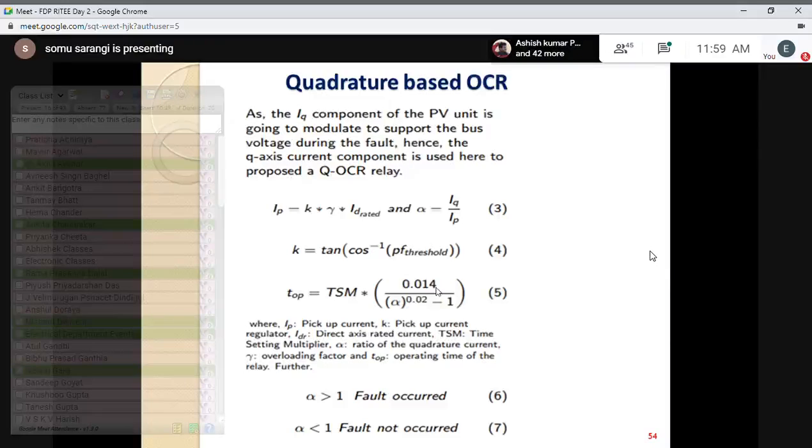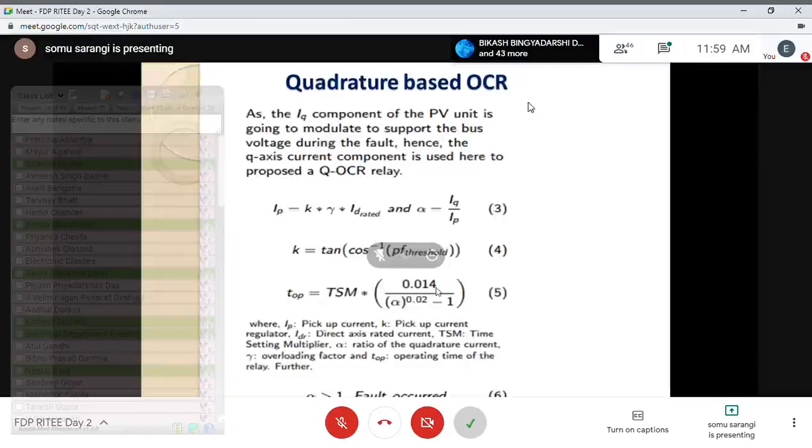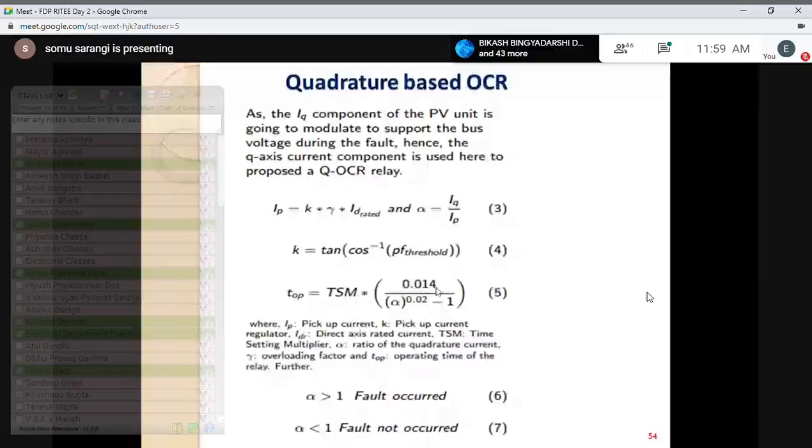So we are taking IP is equal to some factor k into gamma into ID rated. So alpha is equal to IQ into I alpha. k is nothing but tan inverse of the power factor of the threshold. So finally, our TOP will be TSM into 0.14 divided by alpha to the power 0.02 minus 1. It has been observed that when alpha is greater than 1, then a fault has occurred. When alpha is less than 1, the fault has not occurred.